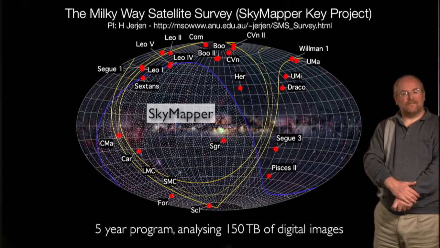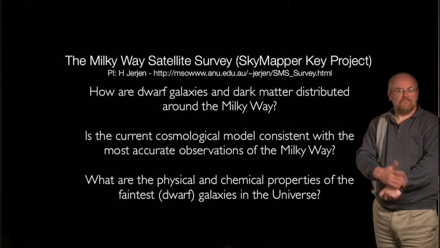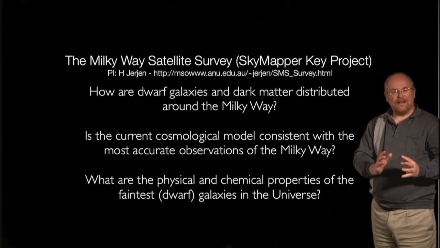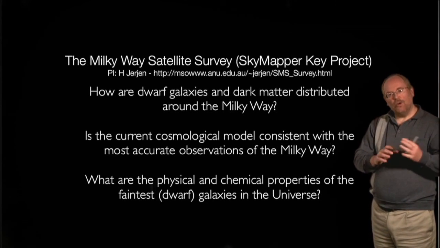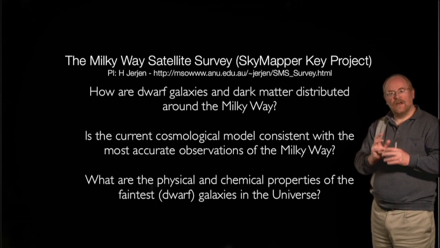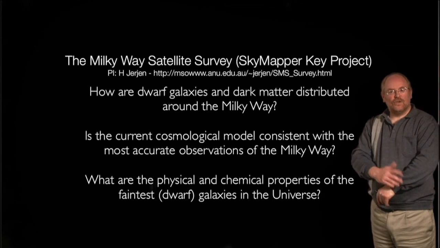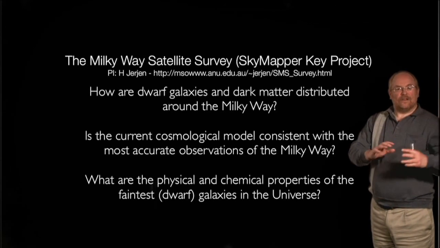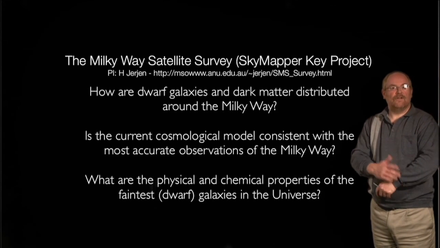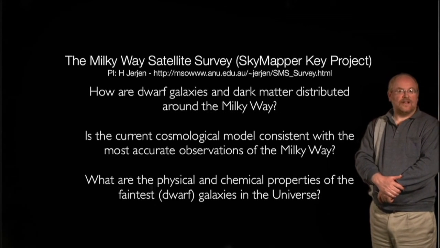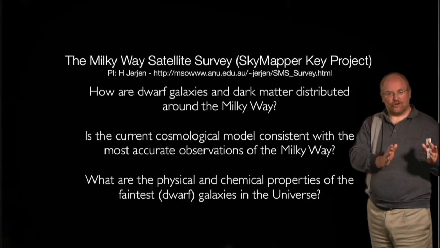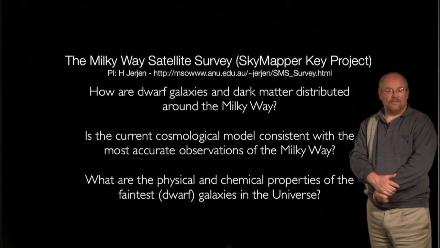What we want to address as part of this project are three main questions. How are the dwarf galaxies and the dark matter distributed around the Milky Way? So we hope to find many of these dwarf galaxies and the associated dark matter, to see how they are distributed in the southern sky. Is the current cosmologic model consistent with the most accurate observations that we have at the moment of the Milky Way? Another very important question: is this discrepancy resolved, or does it still persist after the major survey?